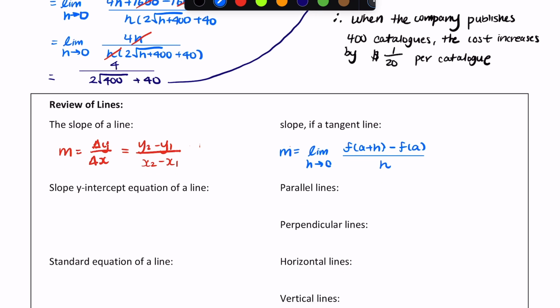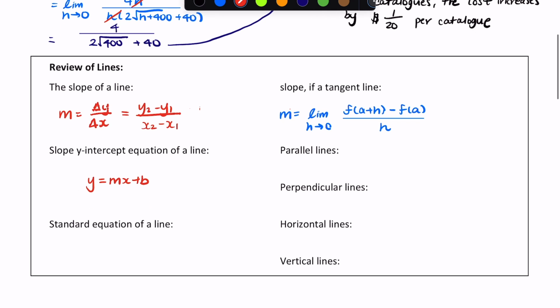You know that the slope y-intercept equation of a line is y equals mx plus b, m being the slope and b being the y-intercept. We know that with parallel lines, the slopes are equal. With perpendicular lines, we know that the slopes are negative reciprocals.